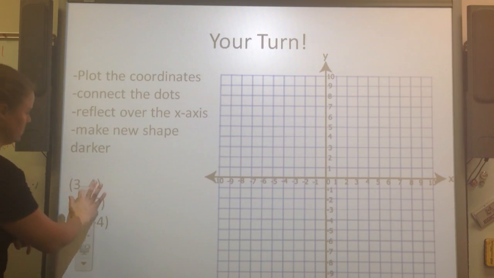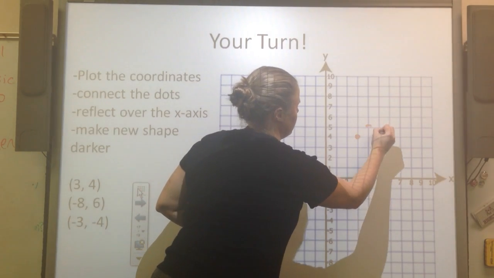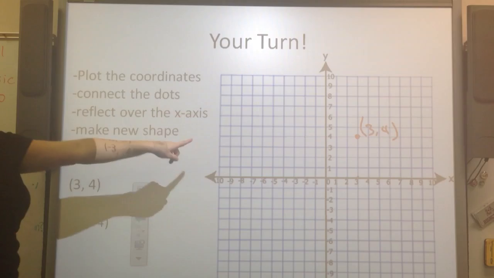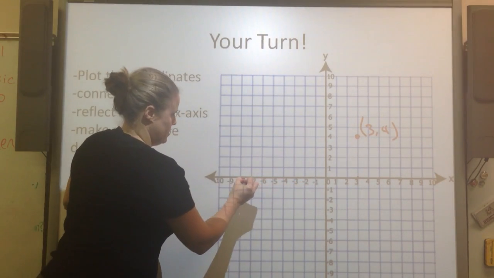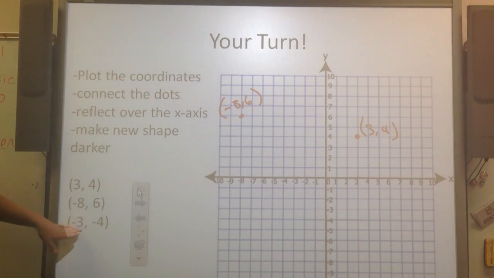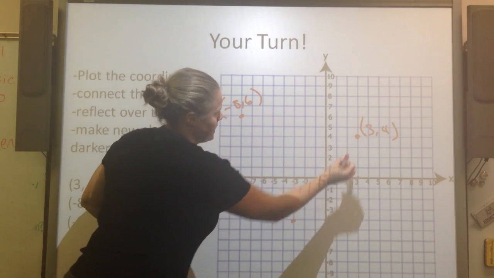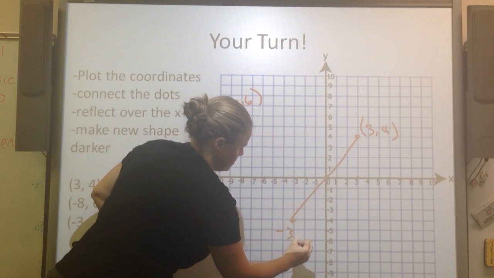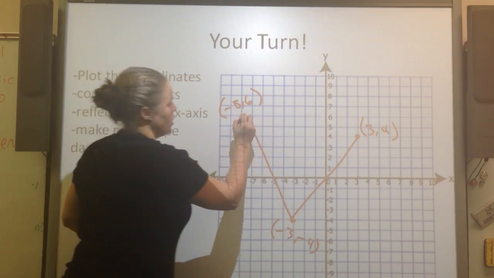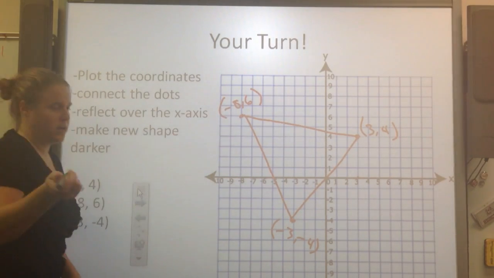So now we get to do one ourselves. So we have 3, 4. So over 3, up 4. So plot that. Go to a new coordinate plane on your paper. New coordinate plane. So 3, 4, -8, 6, and then -3, -4. -3, -4. So at this point, once we've got our original graph, push pause so that you can try to do this on your own. And then after you've tried it, you can get back and watch me. So push pause if you need to.